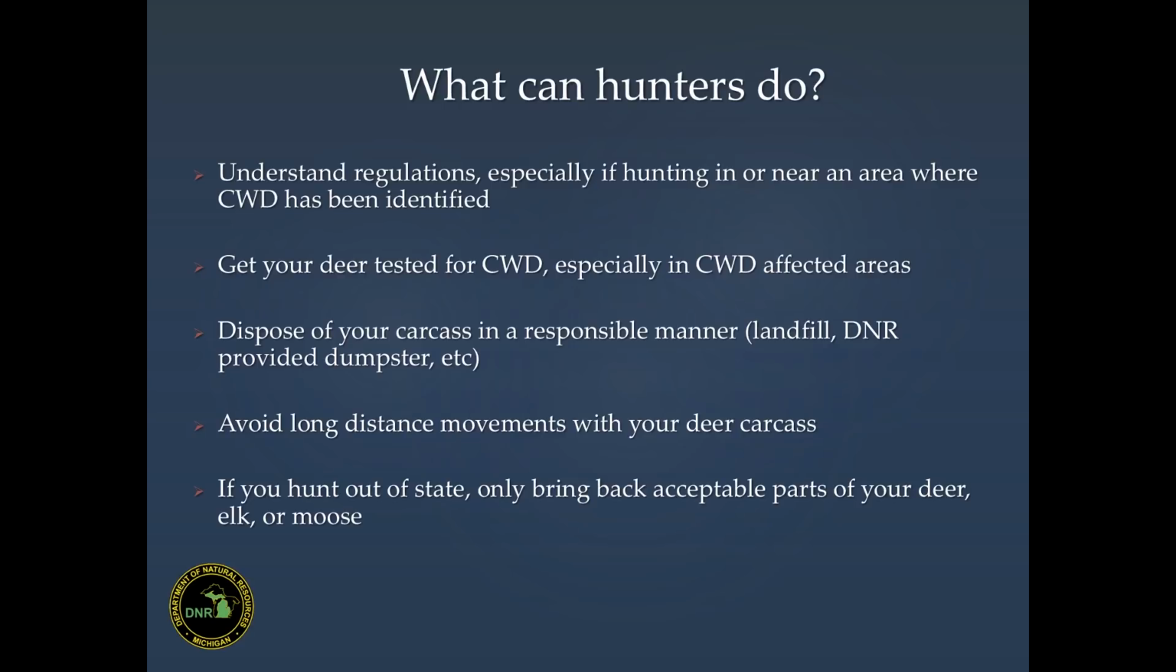All right, so one of the things that we hear from hunters is how they can help with CWD surveillance or even management. And there are a few things that can be done. One, if you're hunting in an area that's known to have CWD or near an area that's known to have CWD, understand that there may be some regulation changes that have occurred to help manage the disease. So certainly pay attention to our hunting and trapping digest, and specifically the areas highlighted within our CWD section, to know if there have been any regulation changes since the previous year or previous couple of years since CWD has been found.